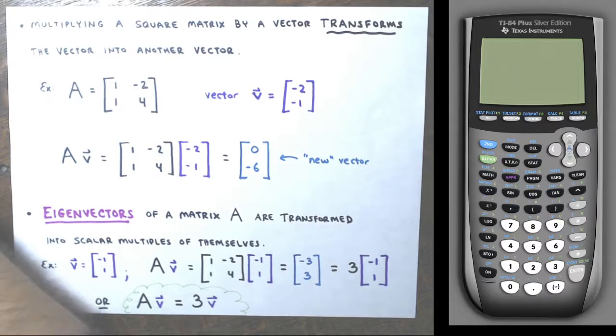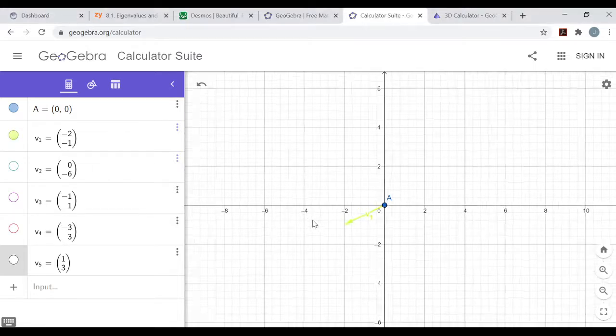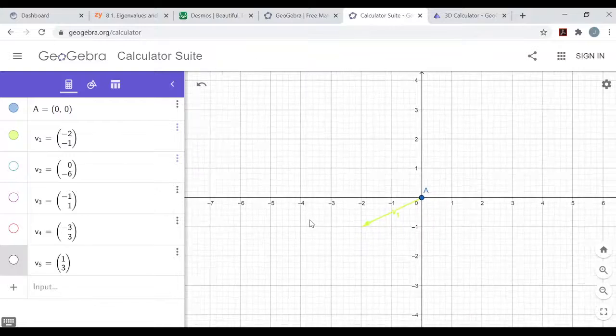All right, so let me go to this website, GeoGebra.org. It's a nice website with a graphing calculator on it, and you can put in vectors and stuff. So I've got the origin marked off, and here's that vector I mentioned. Let me zoom in a tad there. I could change the color, I guess, but there's vector v1, this -2, -1. Left 2, down 1, and applying the matrix to this, when I multiplied this by matrix A, I got the vector 0, -6.